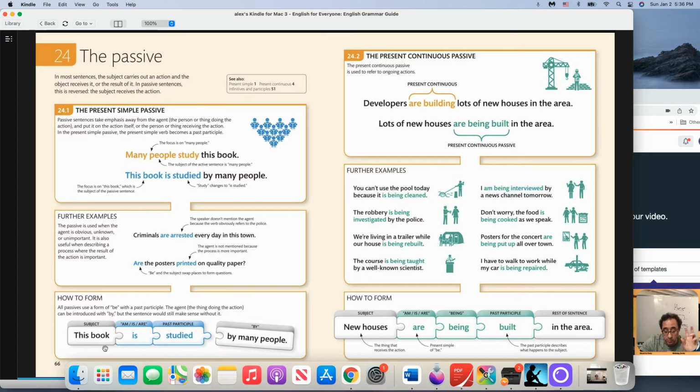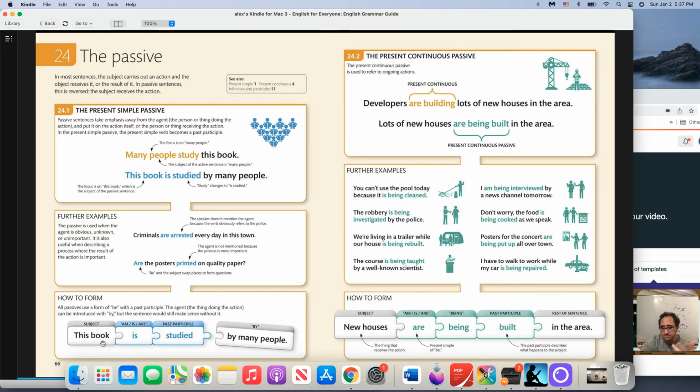Okay, how to form this? You take the subject, which is actually the direct object. This book, you add am, is, are. The only reason you would have am in there is if it's personal. I am studied, right? Otherwise, it's about plural or singular. Singular is, plural is are. Then you give the past participle, which never changes. This book is studied. The books are studied. Now, if I want to add the subject in, I say by, I use by many people.